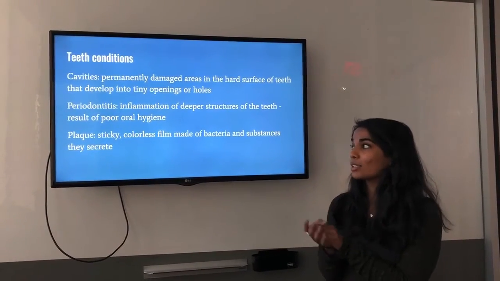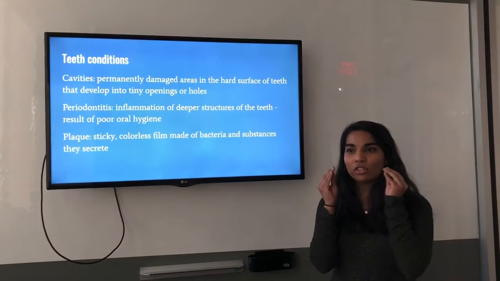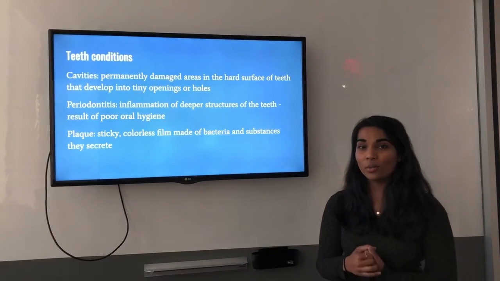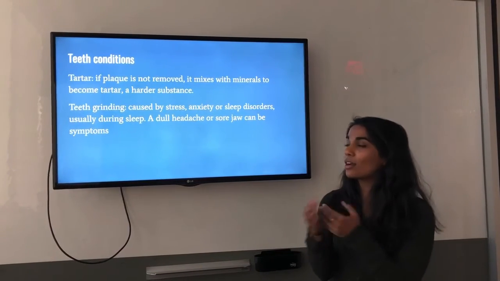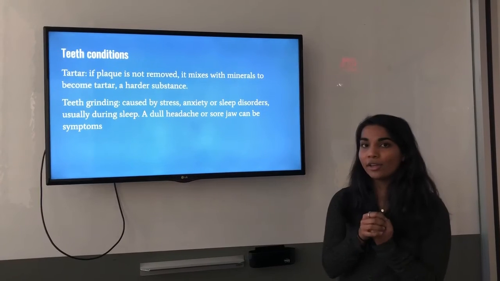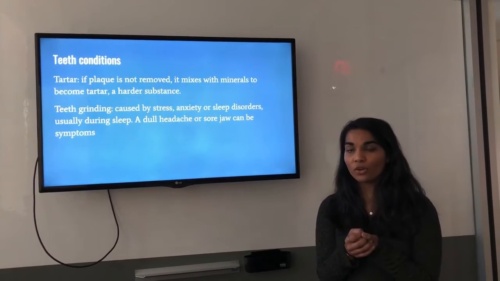And then plaque is the stuff that we brush away every day, and it's that sticky film over your teeth that can also cause bad odor in your mouth. And tartar is a result of plaque not being removed, so if you're not brushing your teeth, the tartar gets hardened and it's harder to get rid of and causes a lot of oral issues.